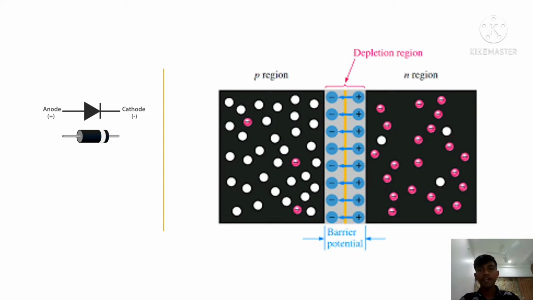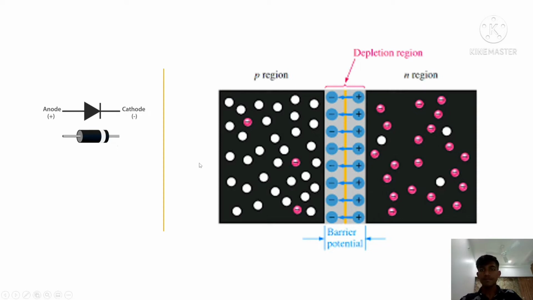So what are forward bias and reverse bias? When we apply higher voltage to the anode and lower voltage to the cathode, it is called forward biasing. And when we apply lower voltage to the anode and higher voltage to the cathode, it is called reverse biasing.